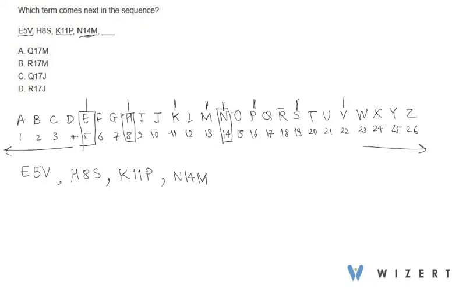So the next to this will be, 2 letters will be left, Q17, and from M, 2 letters will be left, J10. So 10 will not be included, 17 will be included. So Q17J. Answer is option C.